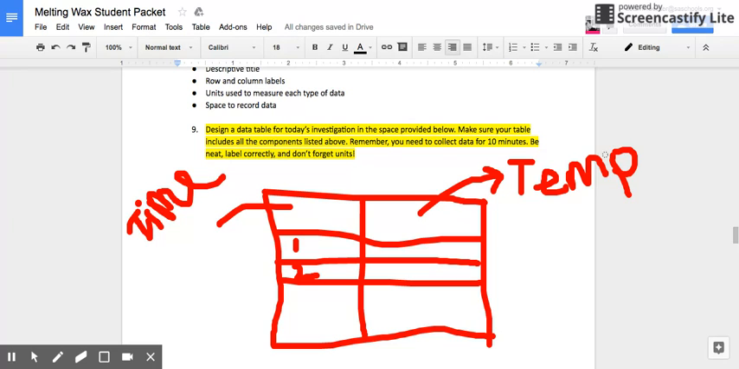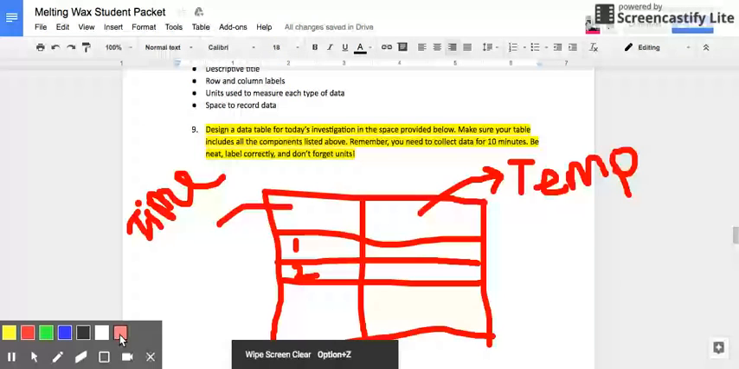If it does not look like this, you need to pause the video and you need to make sure that you have something that reflects what you see on the screen now.